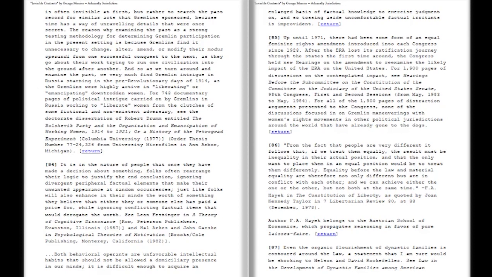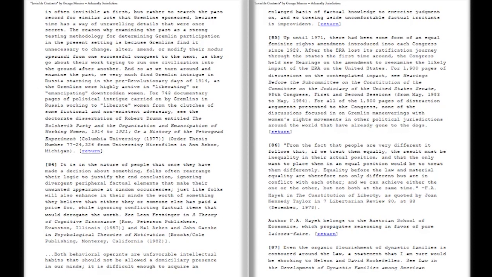Return. 86. From the fact that people are very different, it follows that, if we treat them equally, the result must be inequality in their actual position, and that the only way to place them in an equal position would be to treat them differently. Equality before the law and material equality are therefore not only different but are in conflict with each other, and we can achieve either the one or the other, but not both at the same time. F.A. Hayek in The Constitution of Liberty, as quoted by Joan Kennedy Taylor in 7 Libertarian Review 30, at 33, December, 1978. Author F.A. Hayek belongs to the Austrian School of Economics, which propagates reasoning in favor of pure laissez-faire.